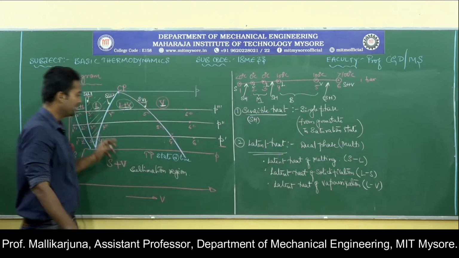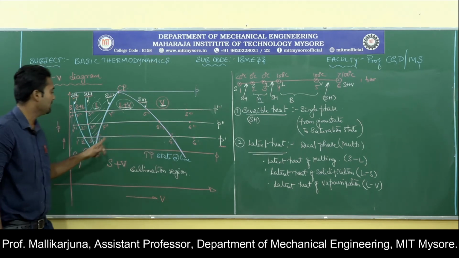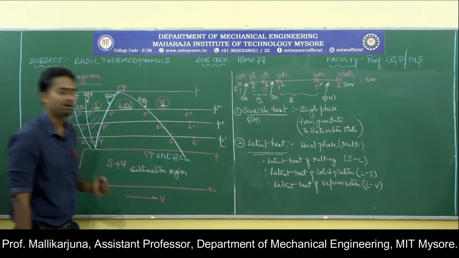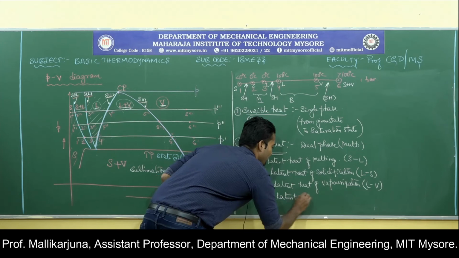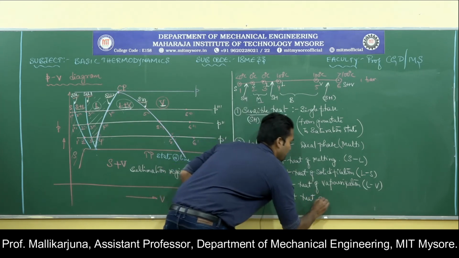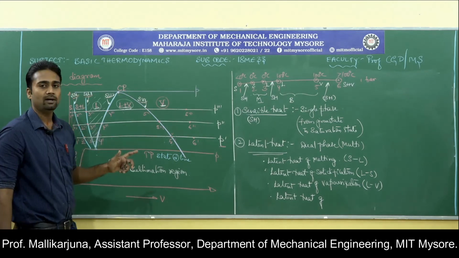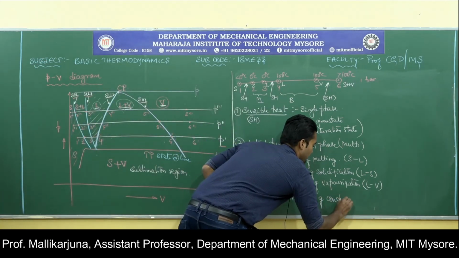Reverse is also true. If you come from 5' to 4', the vapor is getting converted into liquid. Such a heat which has to be rejected by the substance is considered as latent heat of. What is happening over there? What kind of process is it? If you convert vapor into liquid, which is nothing but condensation. So, latent heat of condensation.